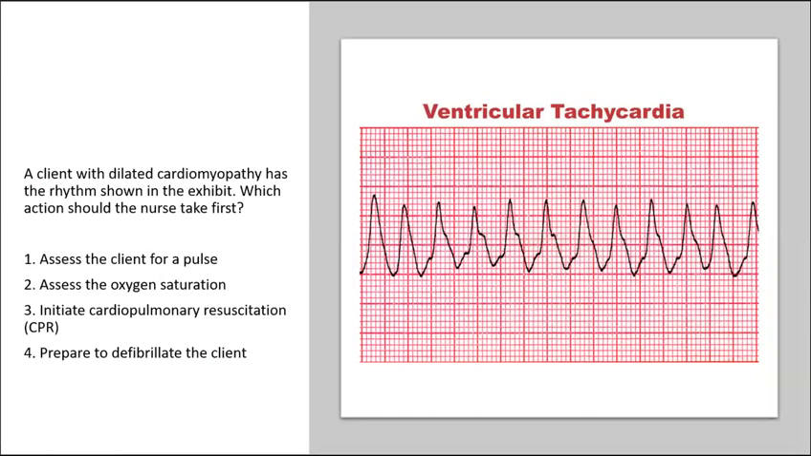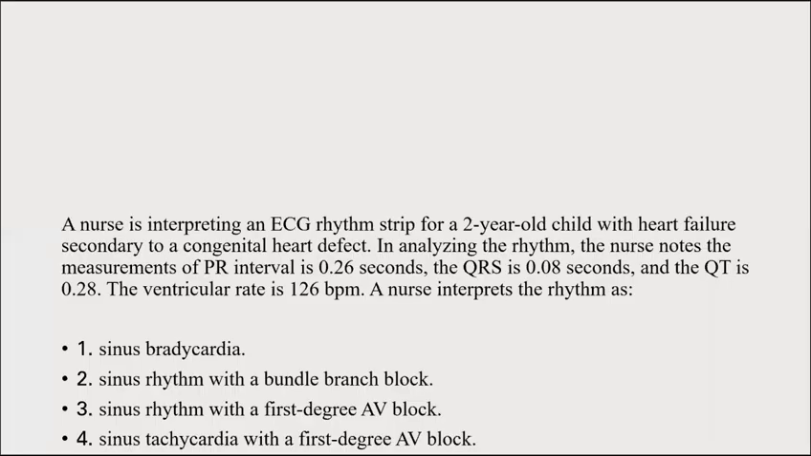A client with dilated cardiomyopathy has a rhythm shown in the exhibit. Which action should the nurse take first? Again, remember with ventricular tachycardias, you are thinking, is my patient stable, unstable? Does he have a pulse or does he not have a pulse? So I know my priority would be to assess the client for a pulse.